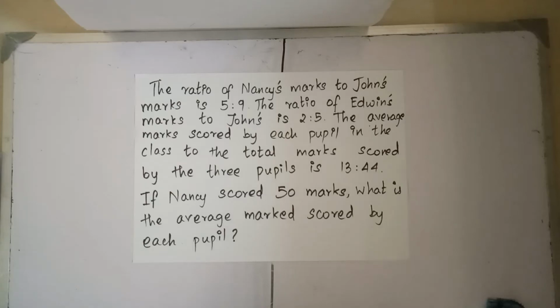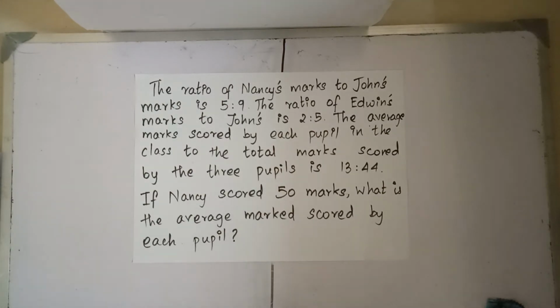Let's look at this problem. The ratio of Nancy's mark to John's mark is 5:9. The ratio of Edwin's marks to John's mark is 2:5. The average marks scored by each pupil in the class to the total marks scored by the three pupils is 13:44. If Nancy scored 50 marks, what is the average marks scored by each pupil?